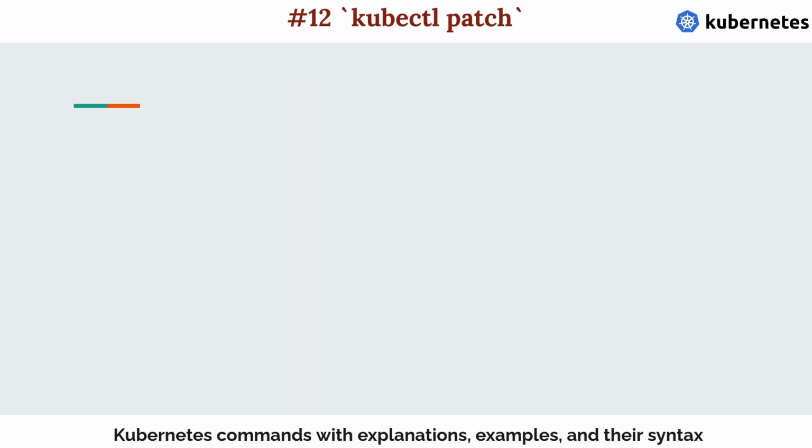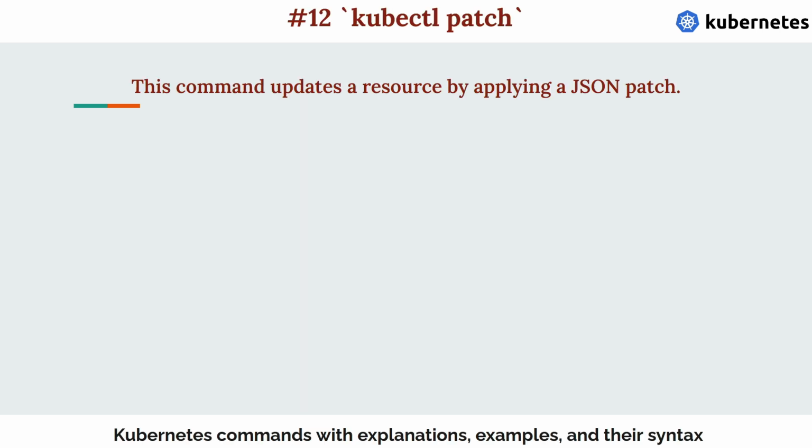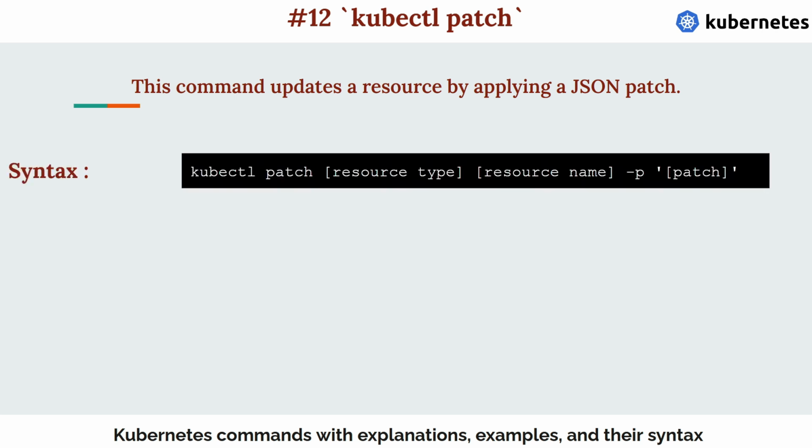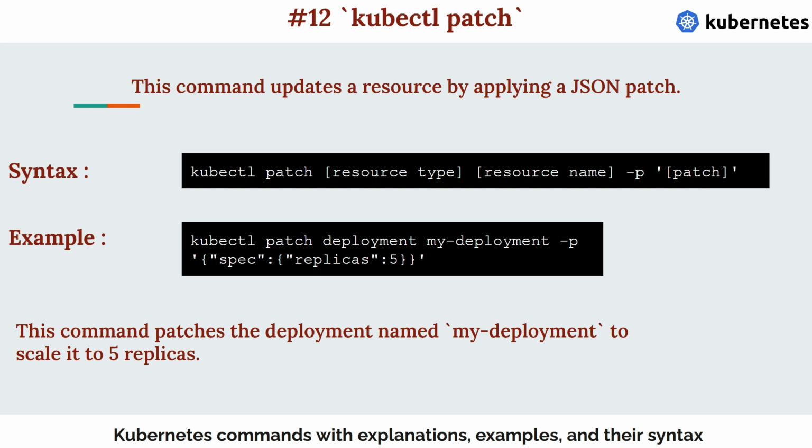Next command is kubectl patch. This command updates a resource by applying a JSON patch. Let's see the syntax. The usage of the kubectl patch command starts with the kubectl patch keyword, followed by resource type, resource name, and patch. This command patches the deployment named my-deployment to scale it to 5 replicas.